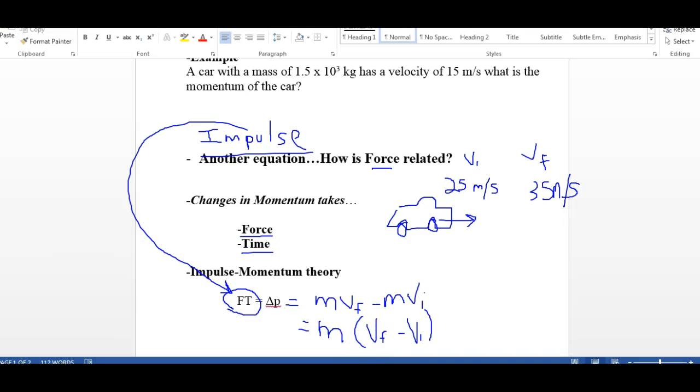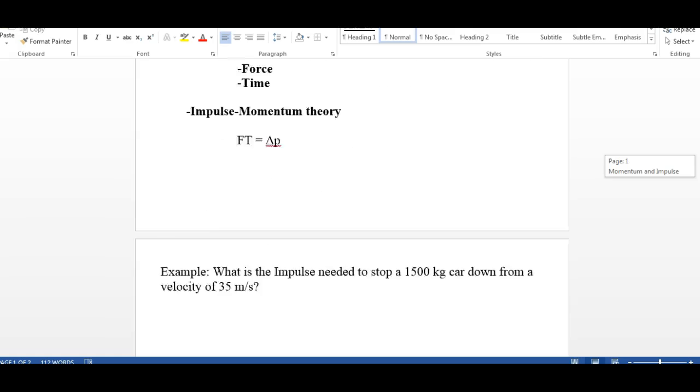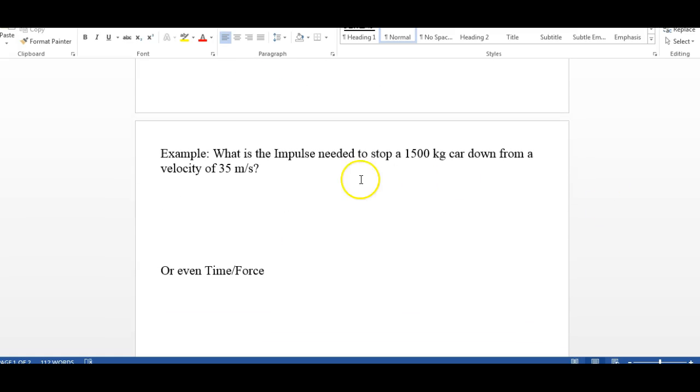So let's keep going. So here's an example. What is the impulse needed to stop a 1,500 kilogram car down from a velocity, let's say, to stop, let's change this a little bit here, to stop a 15 kilogram car that is moving, just add this, at a velocity of 35 meters per second. So if you remember the equation, I'm going to change that on your notes.